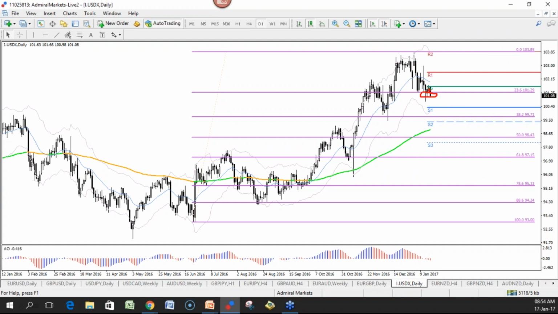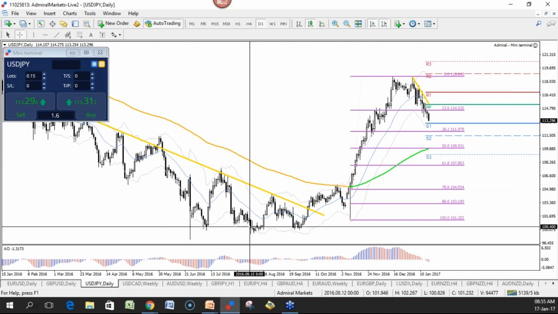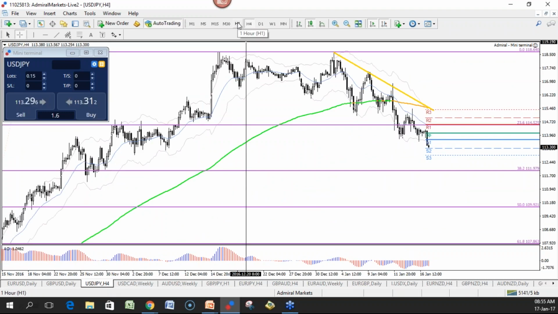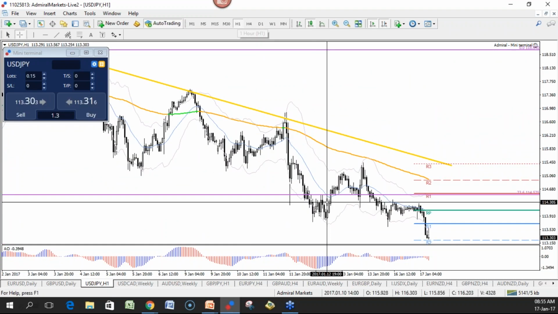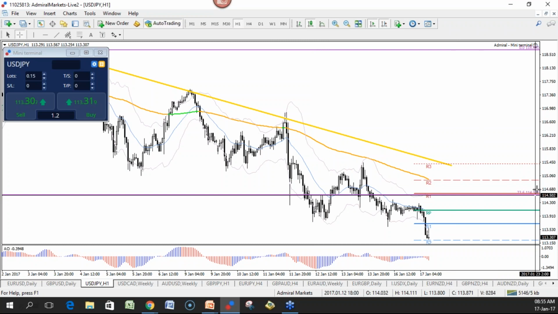It's right at the 23.6 fib, which could be a bouncing spot in itself, right? But it looks like it's breaking through it. So there is a good chance of price to fall down to that 38.2 fib. On the dollar yen, we'll see that quite well, right? Price stopping at the 23.6 fib right here.